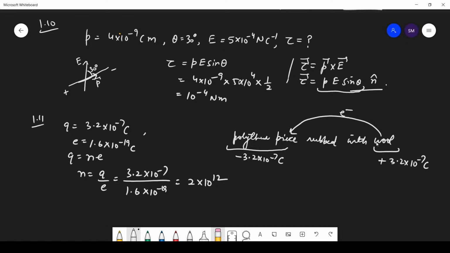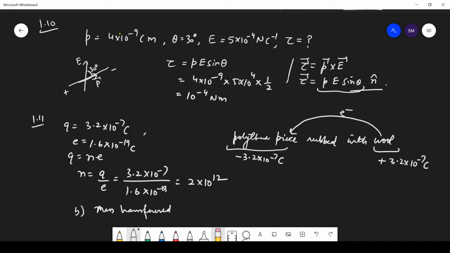So these many electrons were transferred from wool to the polythene piece while rubbing. Second part: is there a transfer of mass from wool to polythene? Definitely, electrons have mass. So if electrons are transferred, mass is also transferred.